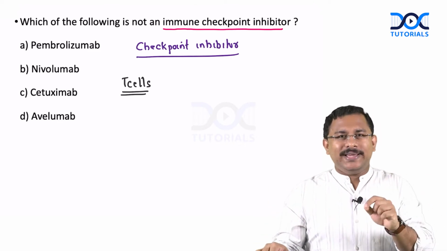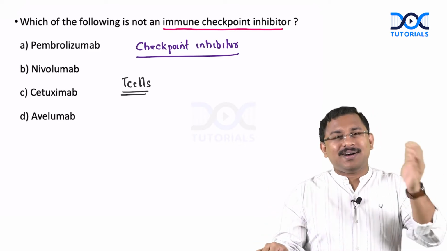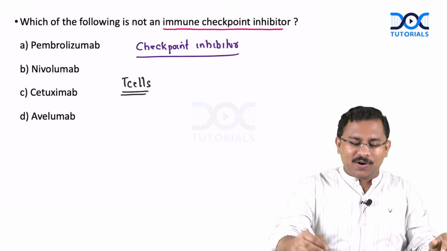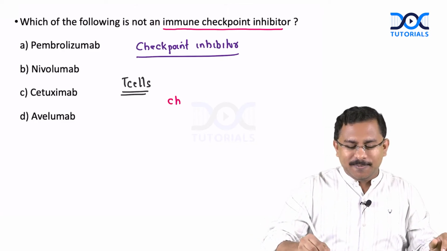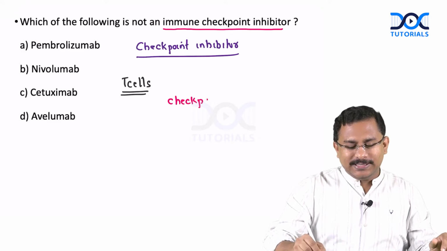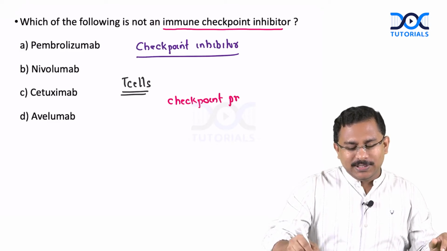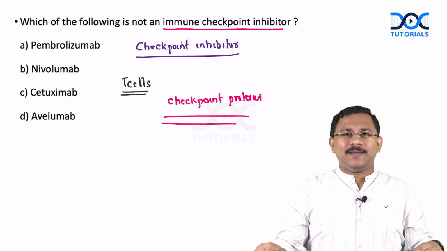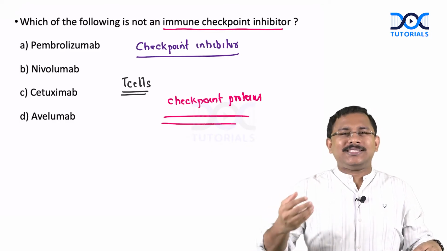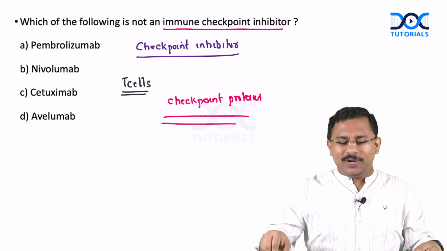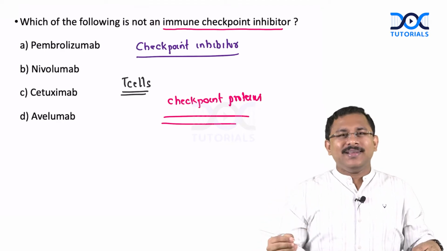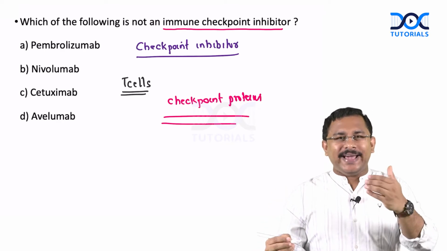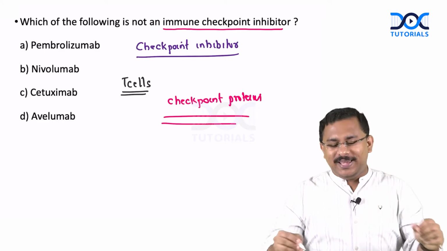The later proteins that actually turn off the immune response are called checkpoint proteins. So what do they do? They turn off the immune response. There are numerous studied checkpoint proteins, and in the context of cancer immunotherapy, this is very, very important.